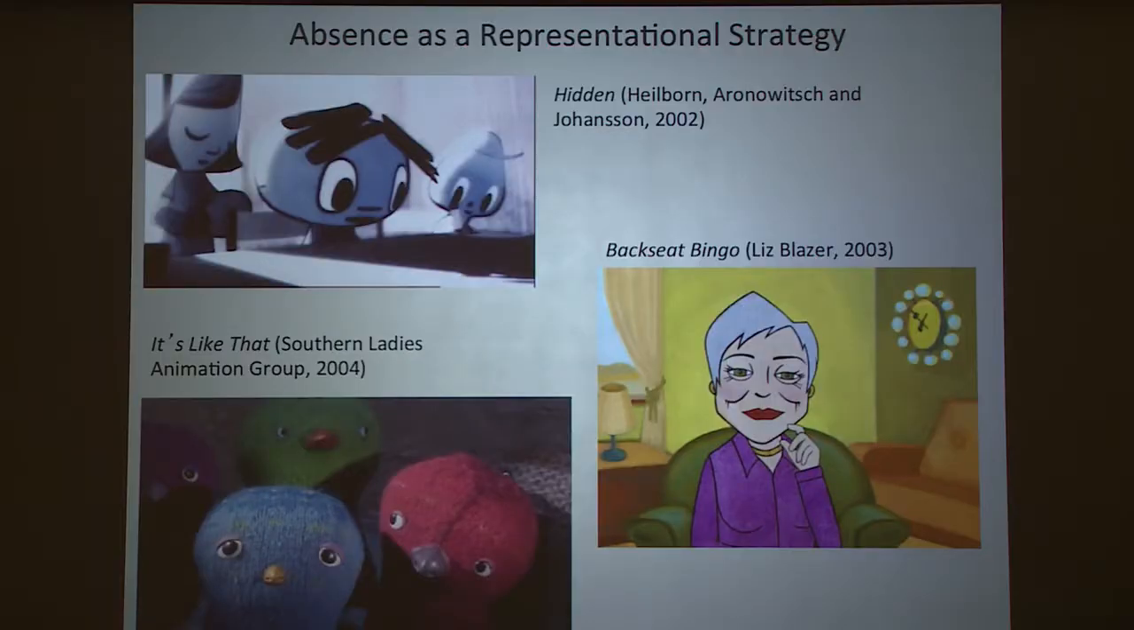So when David Aronowich and Hannah Heilborn interviewed a young Peruvian refugee named Giancarlo in 1999 for their animated documentary Hidden, which you can see on the top left, there were concerns for the anonymity of the interviewee and his family. Their status as illegal immigrants meant that their identity had to be kept secret in order to protect them from deportation, a threat that loomed constantly over their life in Sweden.